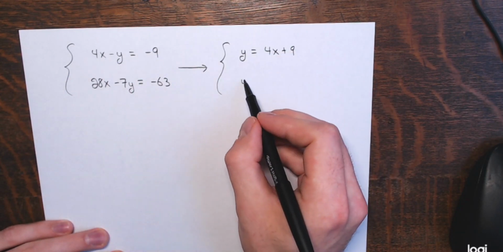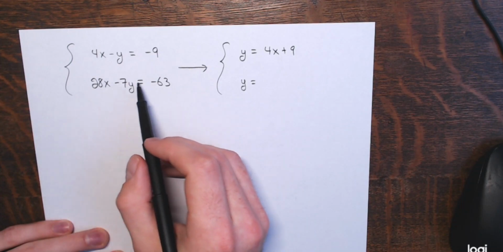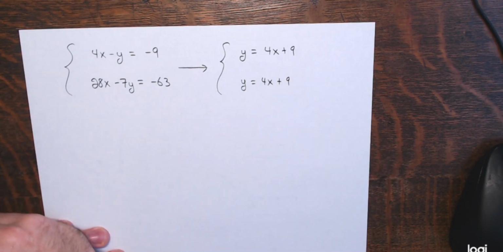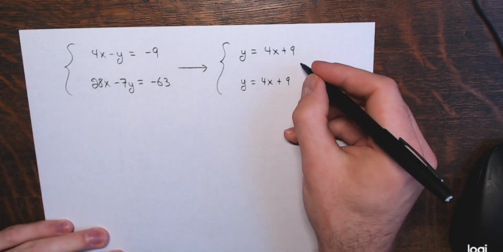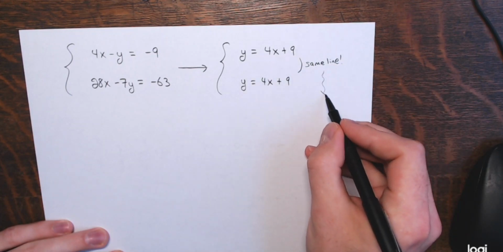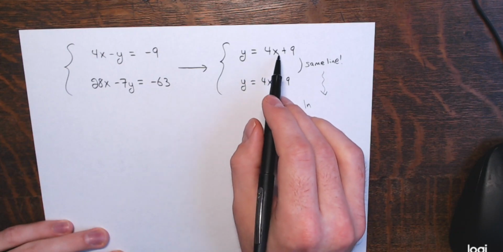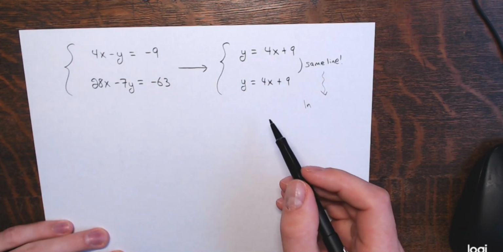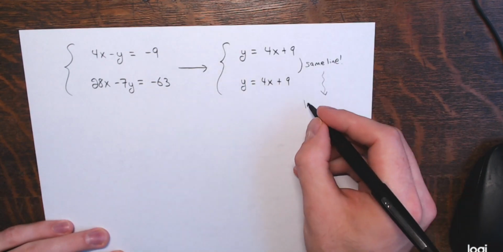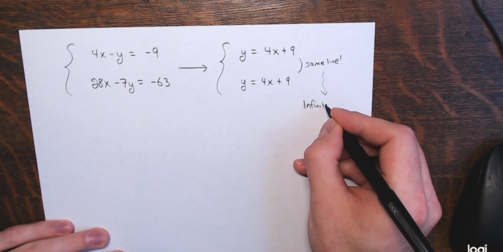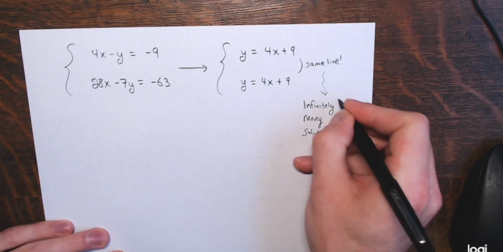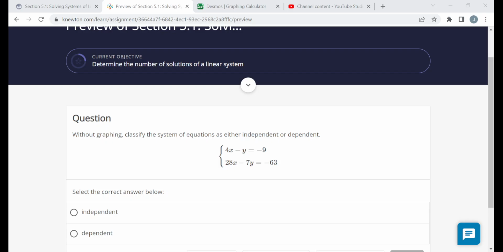I'll just add 9, add y. Second equation, subtract 28x, divide everything by -7, it'd be 4x plus 9. These are the same line. So that was that third case where there are infinitely many solutions. Every single point that's on the first line is also on the second line because they're the same line. So every single ordered pair that's a solution of the first equation is also a solution of the second equation, and therefore a solution of the system, right? So this has infinitely many solutions. Right. And that's what they're asking here.